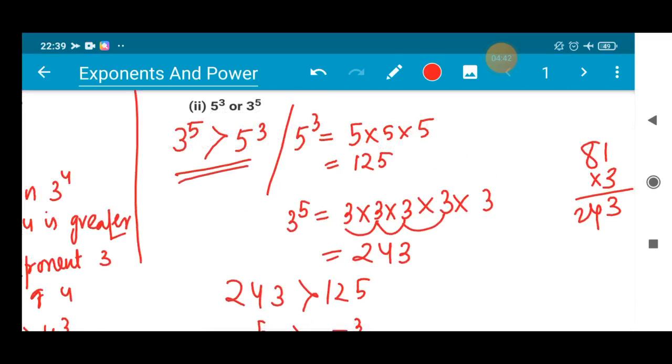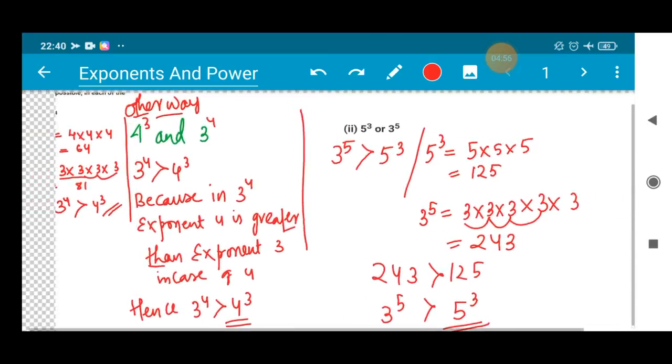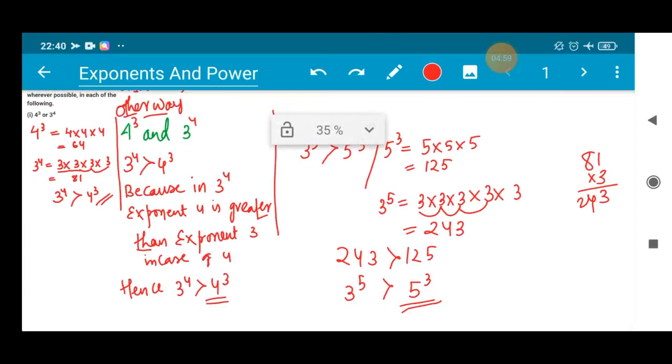So these are the two ways of finding out, right? Whichever you feel easy. Sometimes this may be time consuming, and sometimes it may not be profitable. So both methods should be learned. Both methods you can verify in your copy.